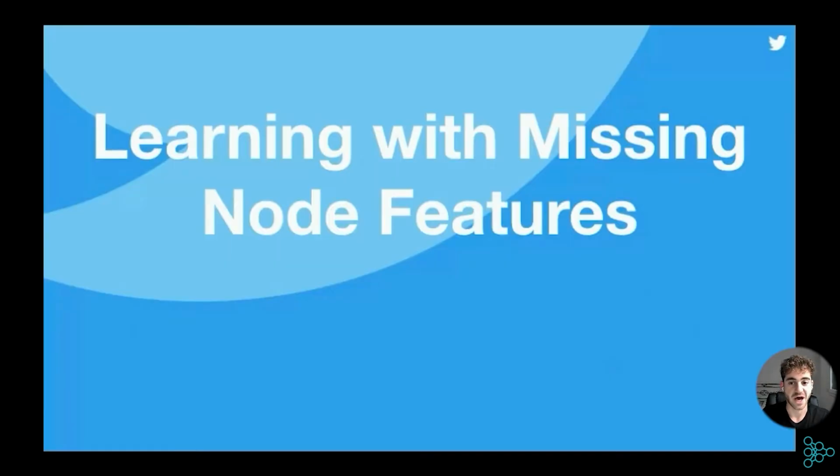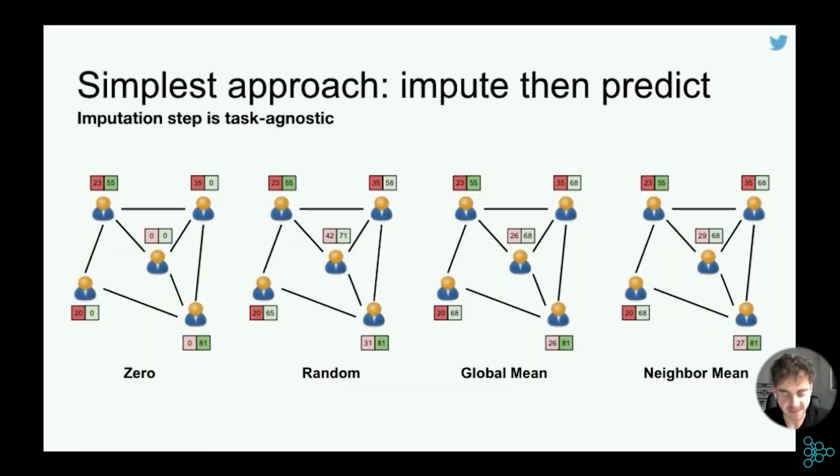So let's look now at how we can actually learn with missing node features. The simplest approach, thinking of this problem for the first time, what is the simplest thing you can do? Arguably, it is first having some imputation step, which is task agnostic and just fills in the missing features. And then you can use the graph and the full features and feed them into a graph neural network. What are the simplest imputation approaches? Clearly you can think of setting the missing features to 0. We can see here the filled features are in a lighter red and lighter green. You can see that the previously missing values are now replaced by a 0. Very simple, not so smart probably.